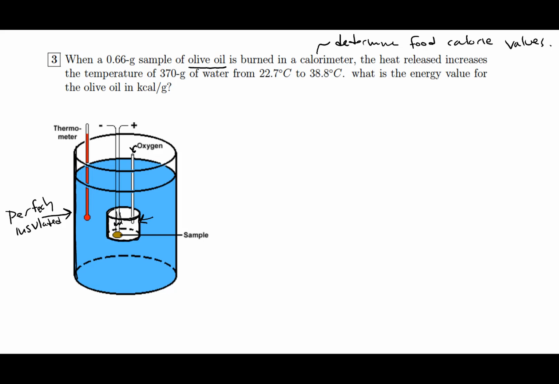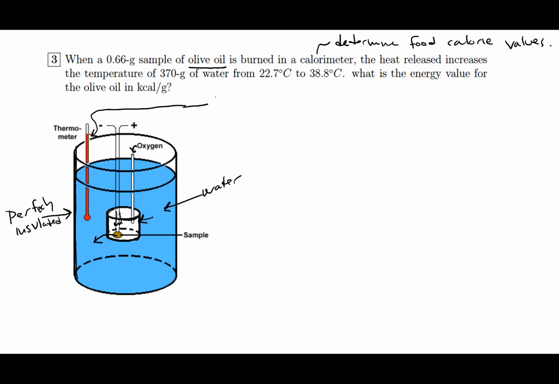Well, what happens when we burn this food is heat moves from the food into the water that's in this container. So all this blue stuff is water. And so as this food burns, it's going to lose heat, and that heat is going to heat up the water in the calorimeter. And then you'll notice that we have this thermometer here, so we can measure the temperature.